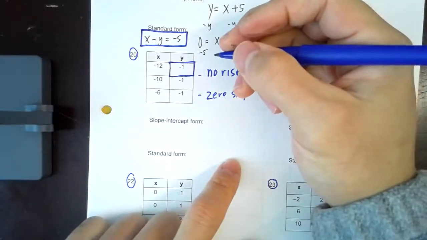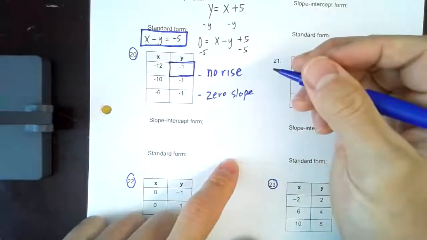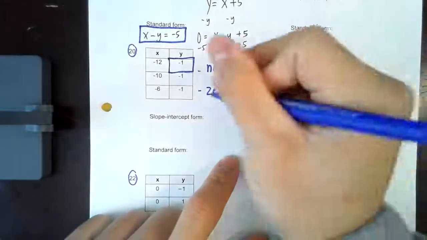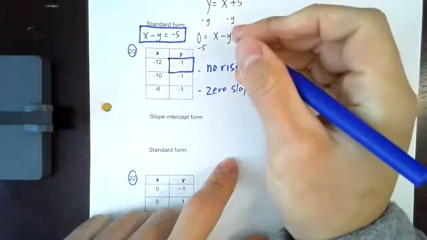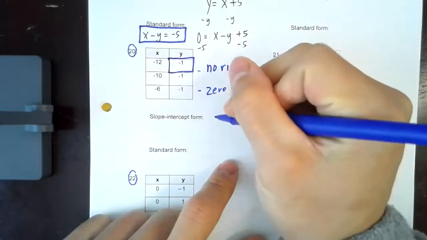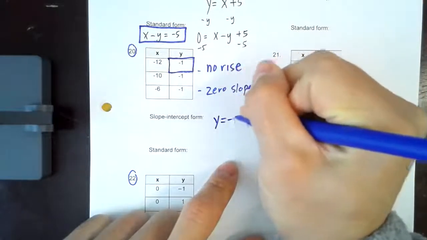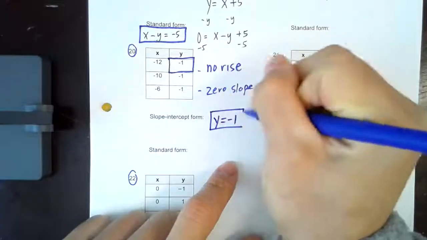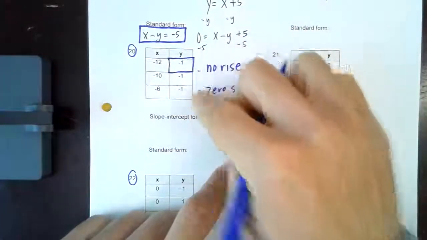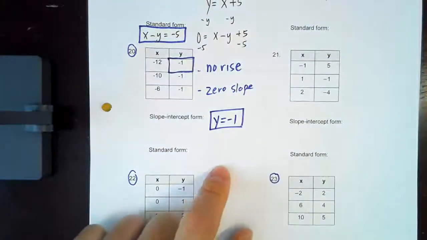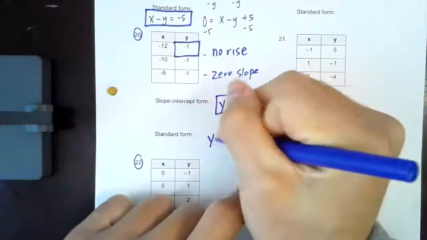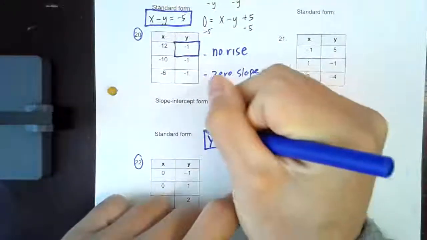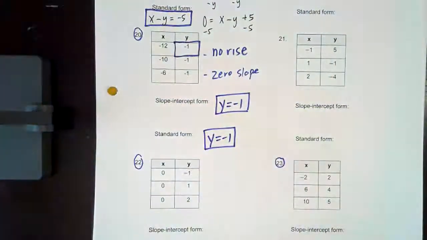Because the slope is 0 and your y value is literally the b value. There is no rise. It's going to look like a horizontal line. And your slope-intercept form equation is y equals negative 1. It's always that number that it's constantly set as. Now, in standard form, it's also the same, y equals negative 1.